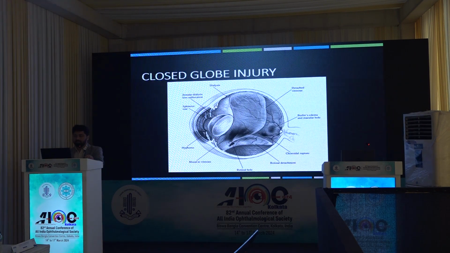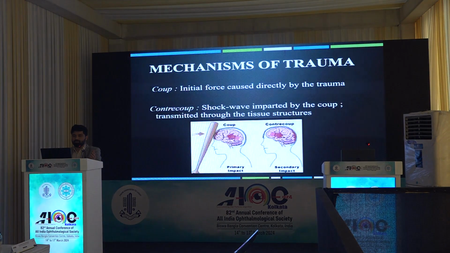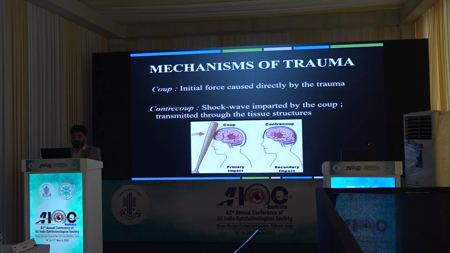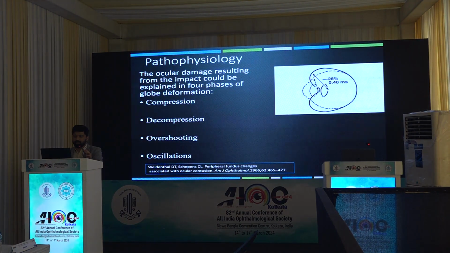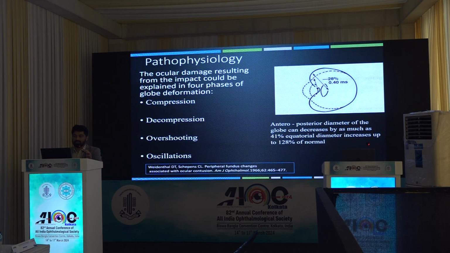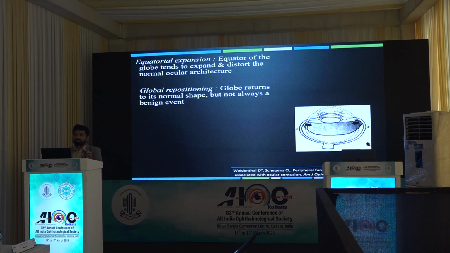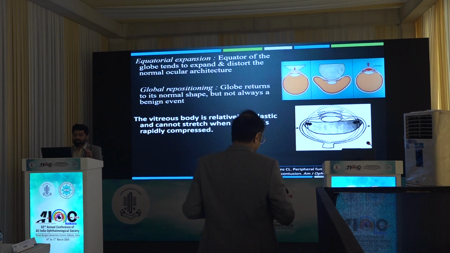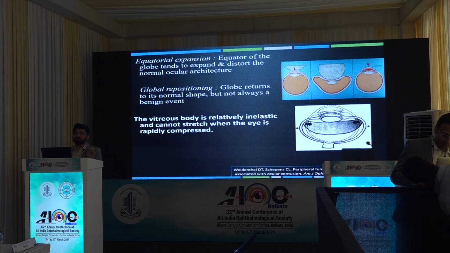I'll explain the same. The mechanism in closed globe injuries: there could be coup and contrecoup injuries. Coup means the initial force caused directly by the trauma. Contrecoup is because of the transmitted shock wave. In closed globe injury, there will be compression, decompression, overshooting and oscillations. Whenever there is a compression, once it comes back to the normal position, it is not always a benign event. The reason being the vitreous is relatively inelastic and cannot stretch when the eyeball is rapidly decompressed. So that's where most of the problem happens, and this vitreous will start pulling on the retina and can cause bleeding and other problems.